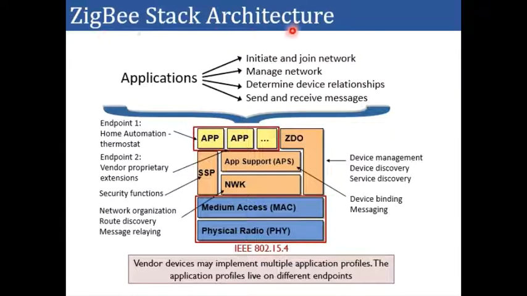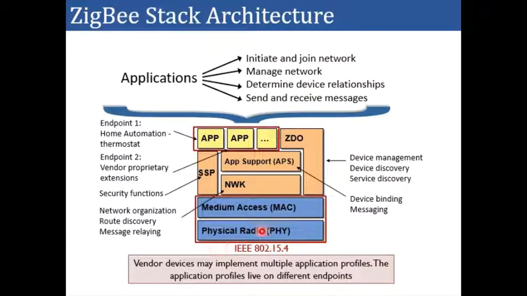Let's see the Zigbee stack architecture. Here if you see, the Zigbee stack is built on top of IEEE 802.15.4. So on top of the physical and the media access layer of 802.15.4, you add the network layer, security specific sublayer, application support layer, and Zigbee device object layer as part of the Zigbee stack.